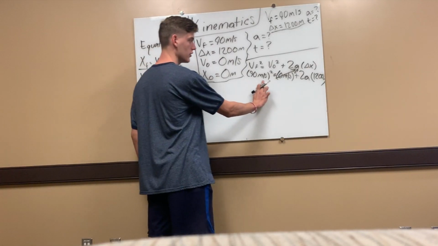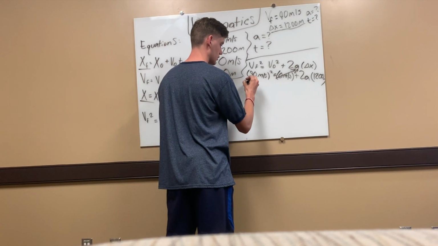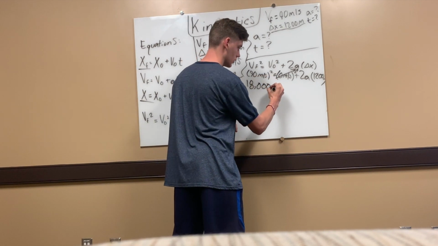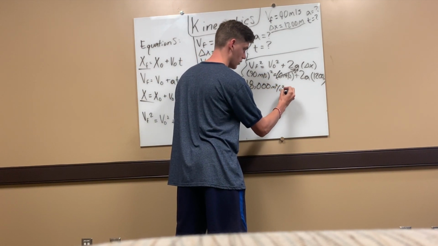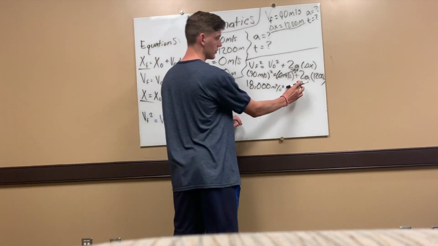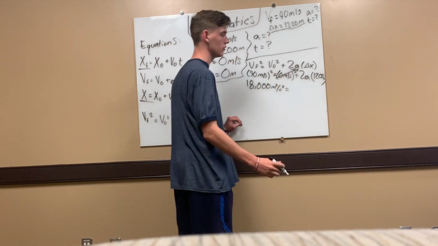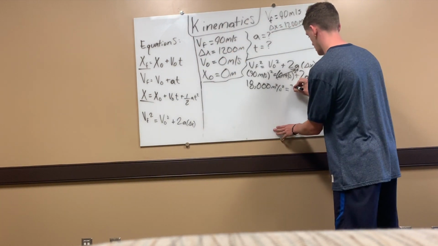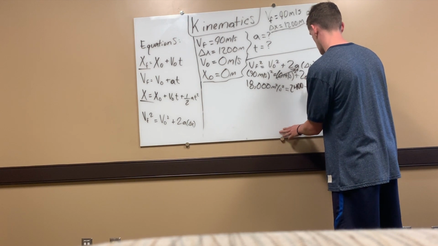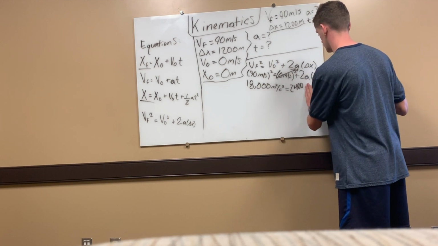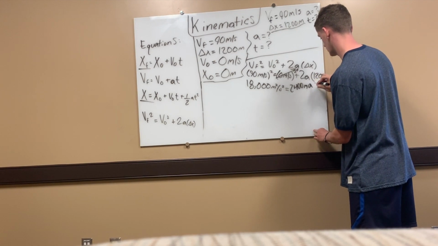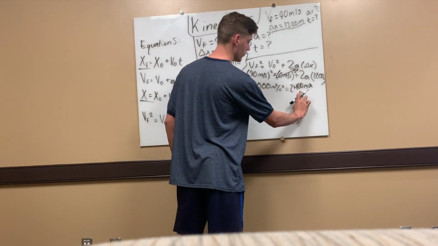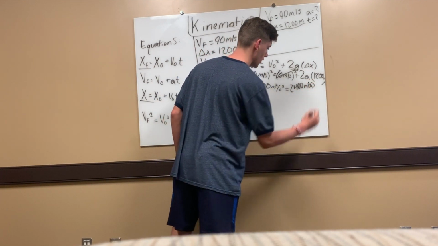All right, so when we square this final velocity, we're going to get 8,100 meters squared over seconds squared equals, this went away, so all we have left is 2a times 1,200 meters. So I'm going to go ahead and multiply 2 and 1,200 to get 2,400 a, and this technically has meters here. So we have 8,100 meters squared over seconds squared equals 2,400 meters times a.